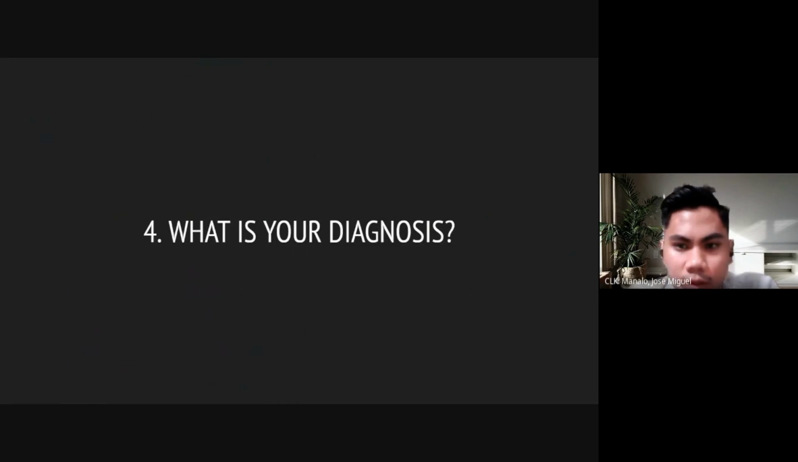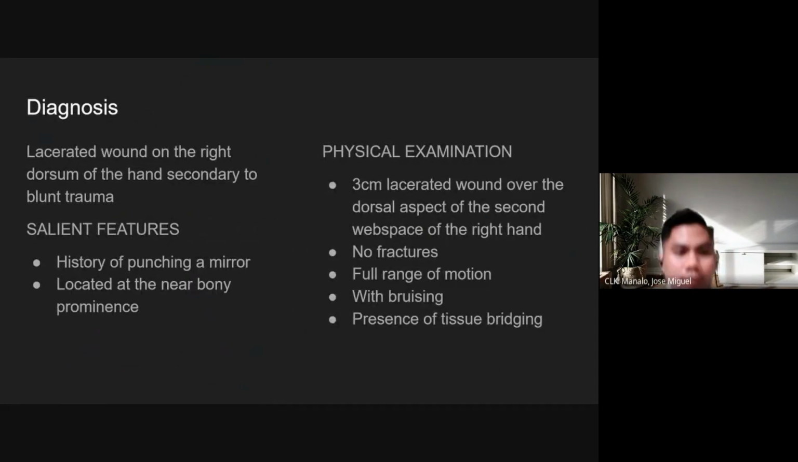Next slide. So, what is your diagnosis? Our diagnosis is lacerated wound on the right dorsum of the hand, secondary to blunt trauma. For the salient features, the patient has a history of punching a mirror. The lacerated wound is located near the bony prominence. For the physical examination, the patient has a 3 cm lacerated wound over the dorsal aspect of the second web space of the hand. No fractures were noted. The patient still has full range of motion with bruising and presence of tissue bridging.